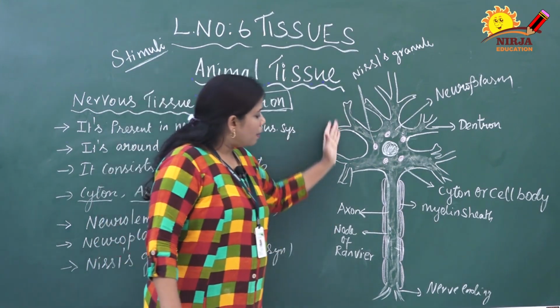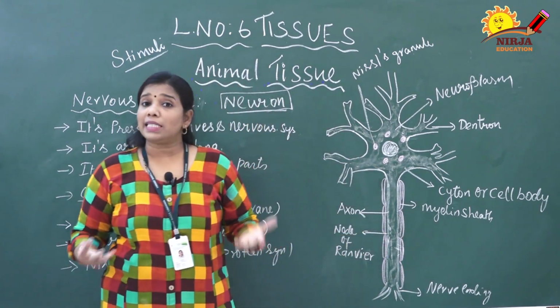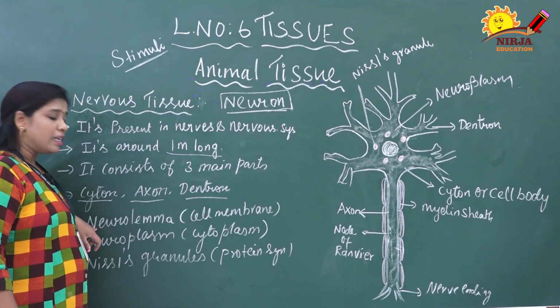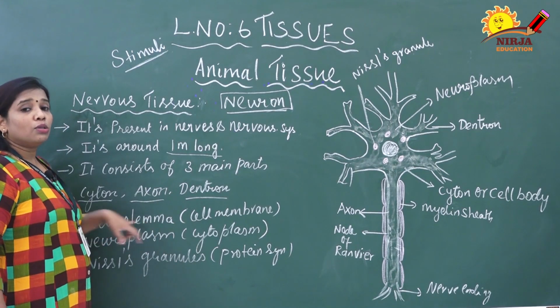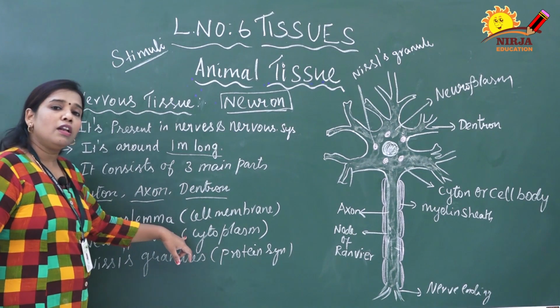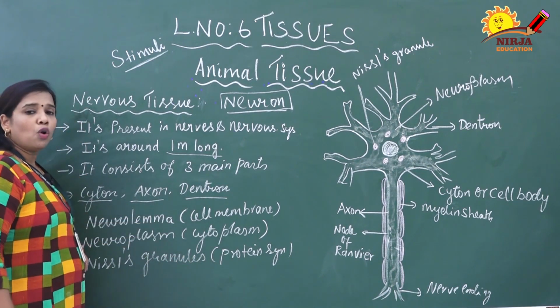In the same way, the membrane which covers the cell is called the cell membrane. The cell membrane of the nerve cell is called neurolemma. Neuro means nerve cell, lemma means layer. So the cell membrane of the nerve cell is also called neurolemma. The cytoplasm of the nerve cell is also called neuroplasm.